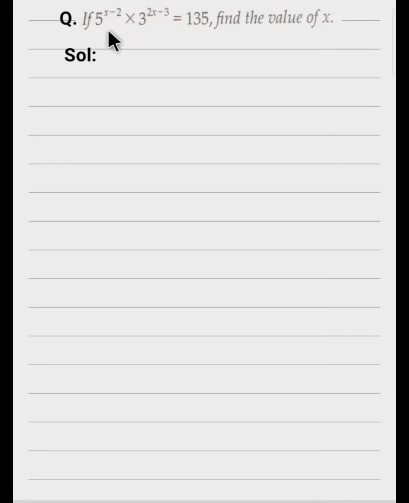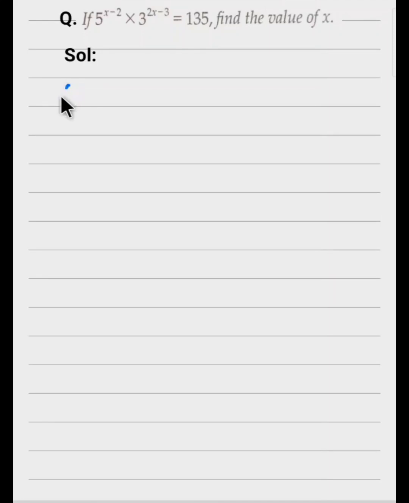So today's first question is: if 5 to the power x minus 2 into 3 to the power 2x minus 3 equals 135, find the value of x. Just see how to solve. This is a class 9 question, first chapter, exponents. You can say also number system.